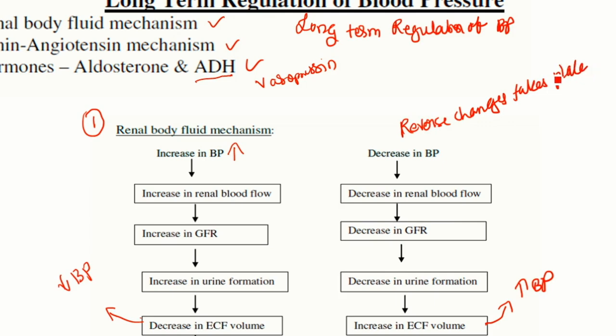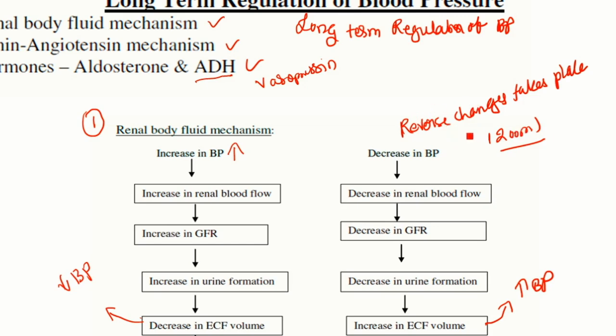What is the normal renal blood flow? And the GFR value you are saying. 125 ml is the GFR value. 1200 ml is the normal renal blood flow. So this is how the renal body fluid mechanism is involved in the long-term regulation of blood pressure. It may take many days to hold the BP long-term, and these mechanisms are very essential.